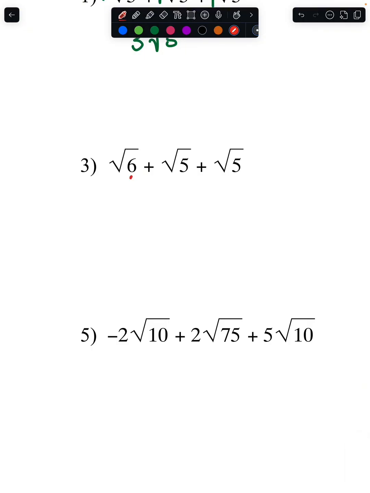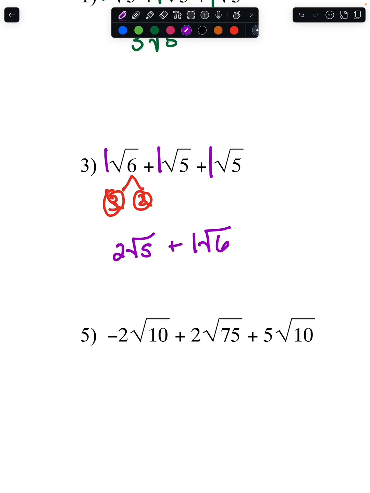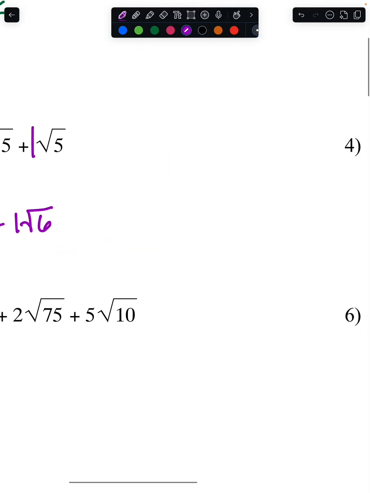Well, can I break down square root of 6? Nope, that's as far as it goes. So square root of 6 stays the same. And then I have a square root of 5 here, plus a square root of 5 there. Gives me 2 square roots of 5 and 1 square root of 6. I can't combine the two because one has a square root of 5, which is like saying x, and the other one has a square root of 6, which is like saying a different variable. Okay, let's go to the next one.